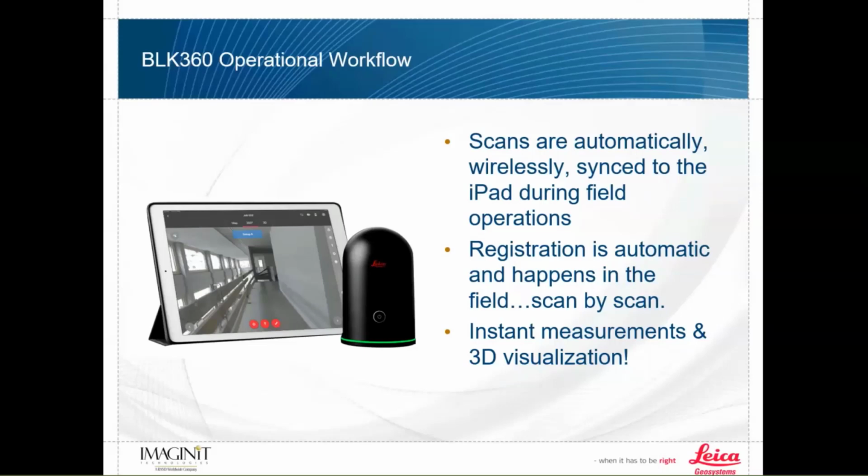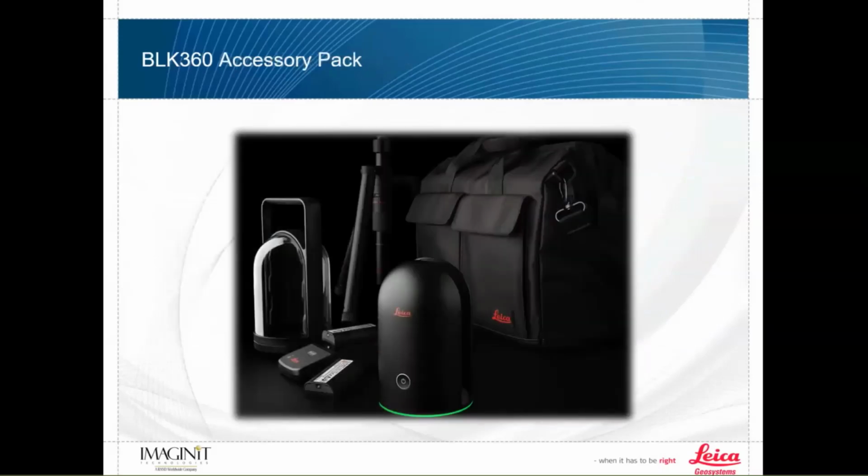And so I'm going to go ahead and talk a little bit about what comes with and what doesn't come with the BLK360 here. Initially, the scanner itself is what you're purchasing, but there is an available accessory pack that allows us to make use of that scanner in different ways. What we're talking about when it comes to that accessory pack is the tripod. It folds flat and fits with the bag that you see there.